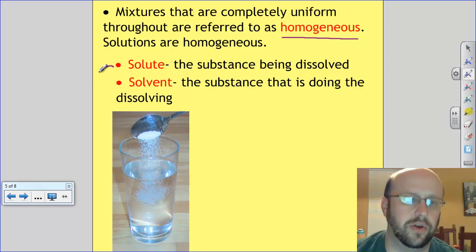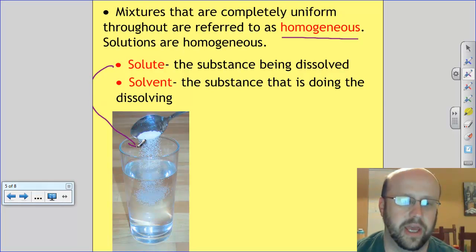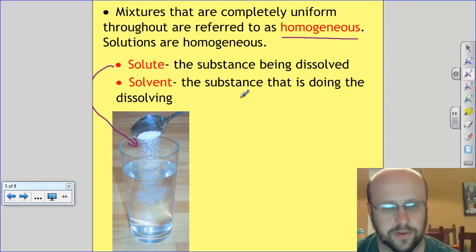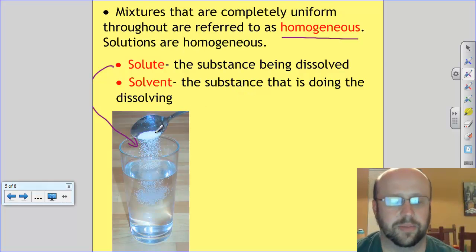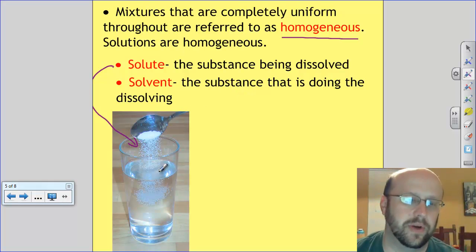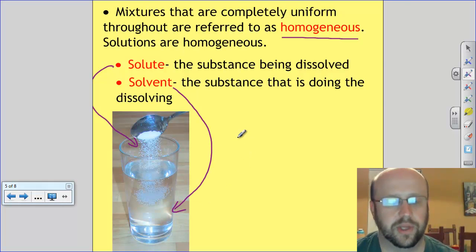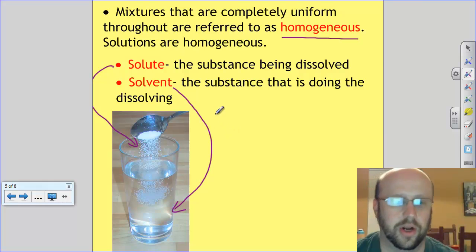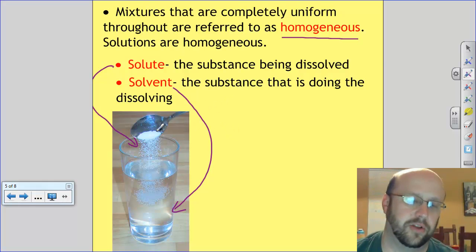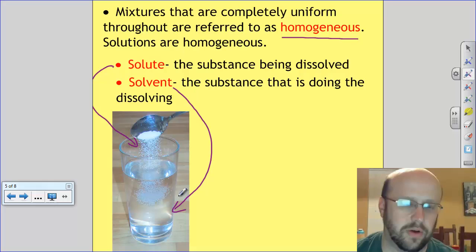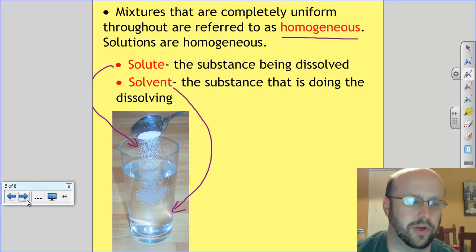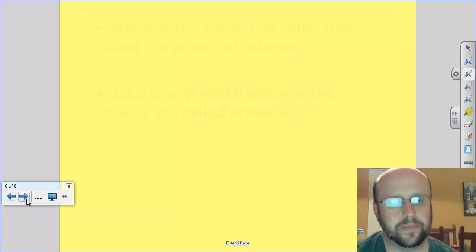The solute, okay, is the stuff that you are putting in to dissolve. So like in this case, I'm dumping some salt into a glass of water here. The salt is the solute. That is the stuff that is going to be dissolved. The solvent is the stuff that's doing the dissolving, in this case, the water. Okay, so in this particular example, we got solute of salt, solvent of water. Just got to keep those two terms kind of separate from each other.